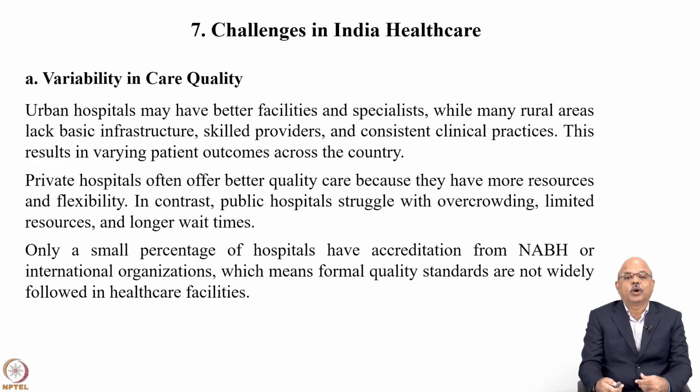The variability in the care quality is all affected because of the vulnerable or marginalized population, which is always in a denial role by the Indian healthcare system. Urban hospitals may have better health facilities and specialties, and thereby we find that a lot of healthcare workers and hospital nurses are more inclined towards working in these urban hospitals, while many rural areas lack basic infrastructure and skilled providers, where particularly doctors and nurses are not interested to work in these hospitals and follow consistent clinical practices. So they might be seeking more job opportunities in the urban setups.